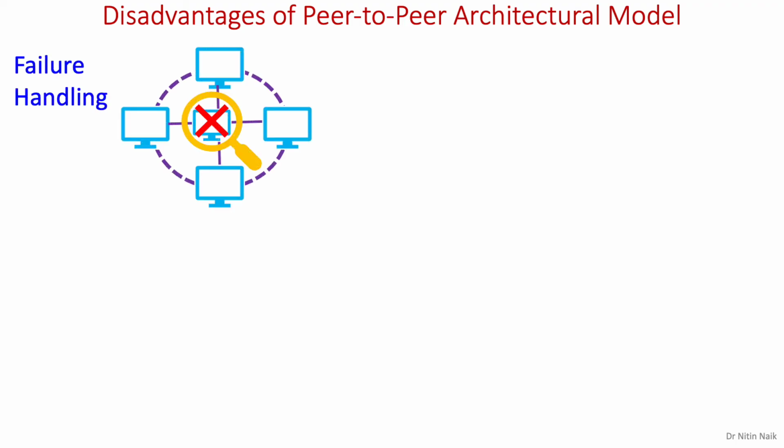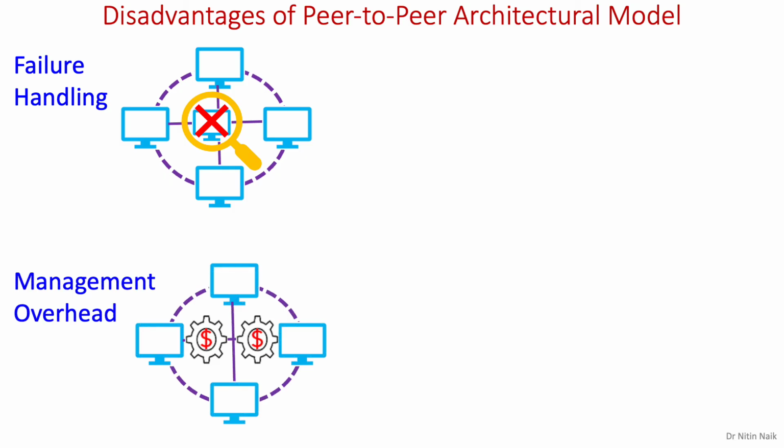Firstly, failure handling. We already know that fault tolerance is one of the biggest advantages of peer-to-peer architecture. However, handling of faults and failures is a complex process due to a large number of nodes in the system, where only a few nodes fail while others continue to function. Secondly, management overhead is another challenge of peer-to-peer systems due to the message-based communication amongst a large number of nodes and their components. Additionally, monitoring, logging, load balancing, and failure handling functions could also increase the management overhead.